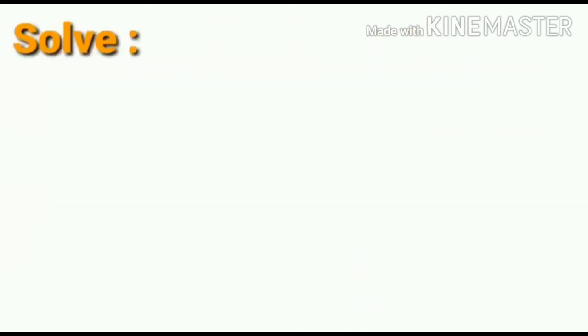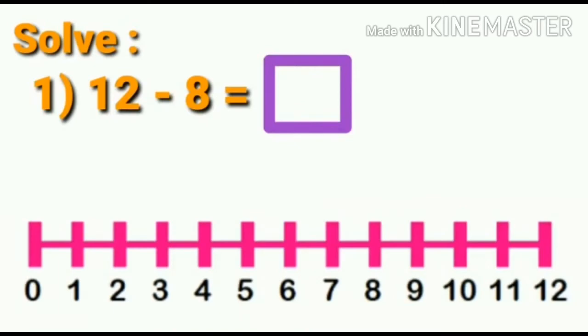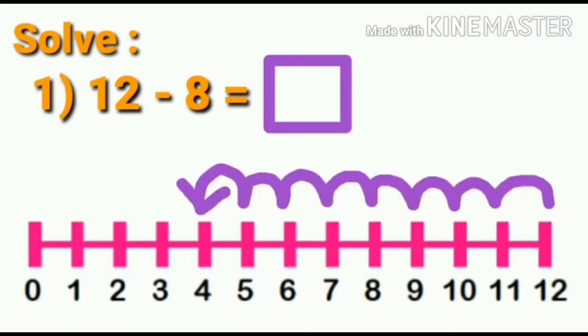Let us solve few sums from the textbook using the number line. 12 minus 8 is equal to, let us find out. We will use the backward method. Start backward jumping from number 12. 1, 2, 3, 4, 5, 6, 7 and 8. So children, how many jumps have we taken? Yes, we have taken 8 jumps. Where did we stop? At which number? 4. So we get number 4 as the answer. So 12 minus 8 is equal to 4.